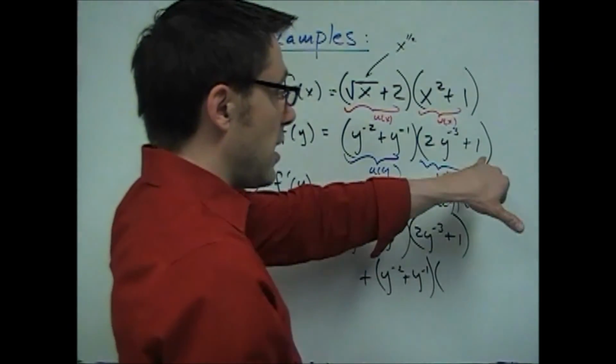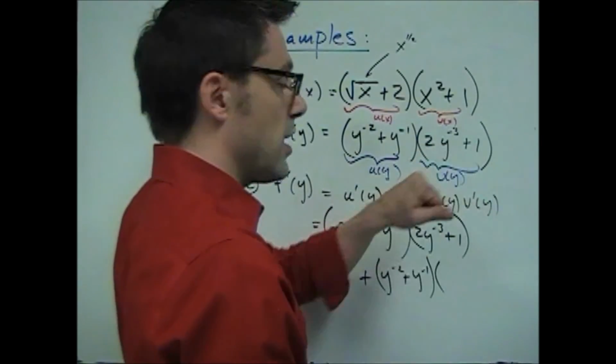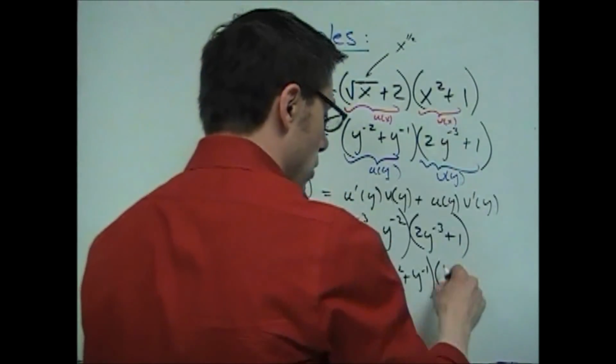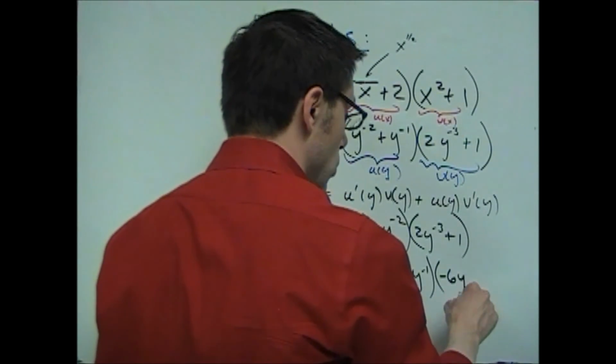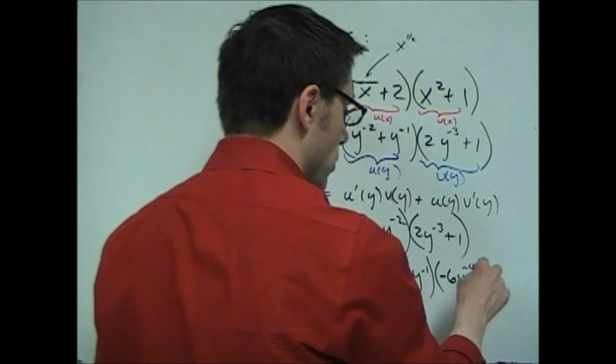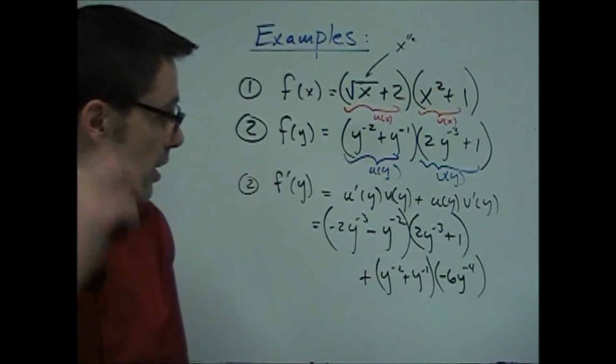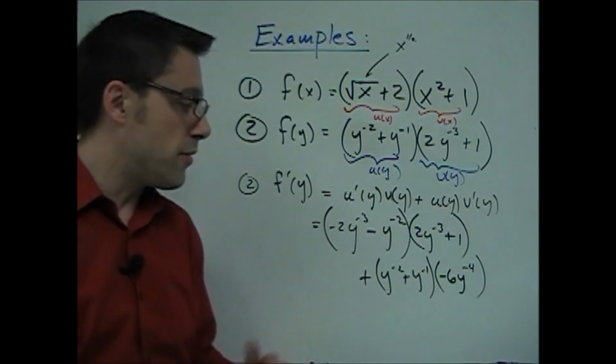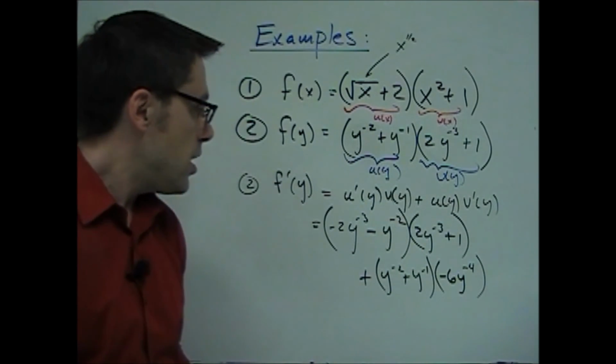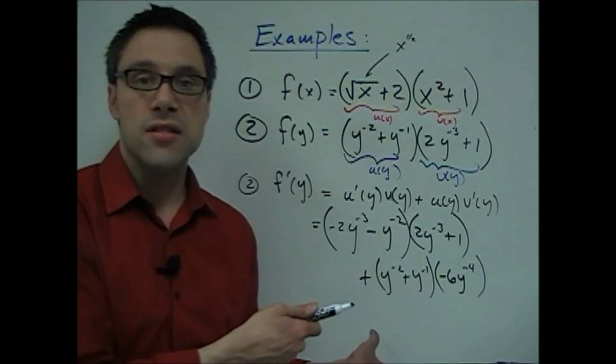So I differentiate this. Again, the derivative of 1 is 0, so all I've got is this one term. So again, the power comes down. I get a minus 6y to the minus 4 power. Reduce the power by 1. And we can go ahead and simplify this as far as possible, but ultimately, this is the product rule.